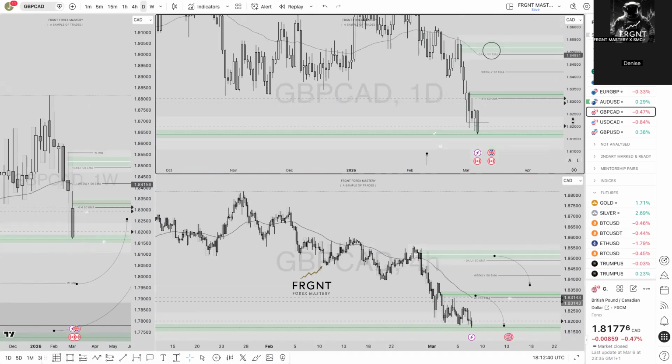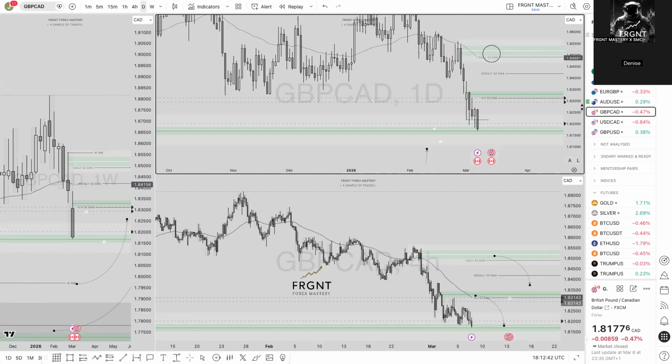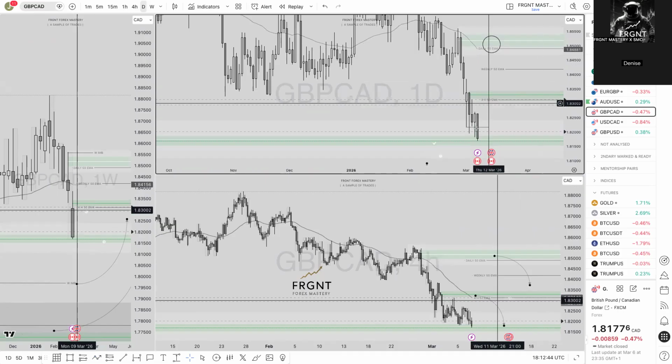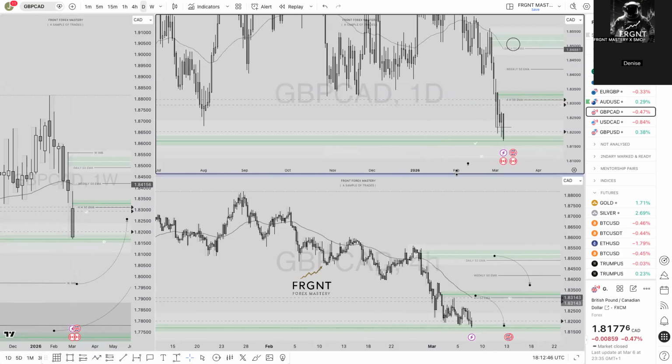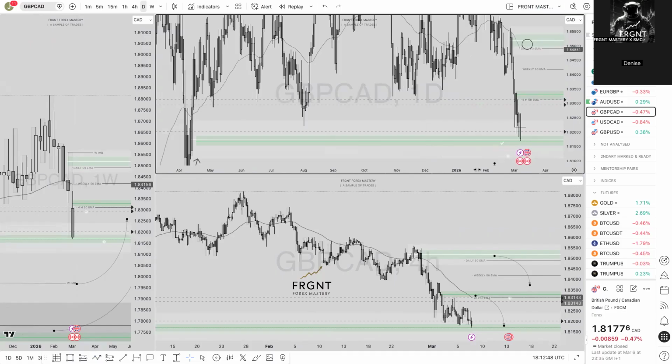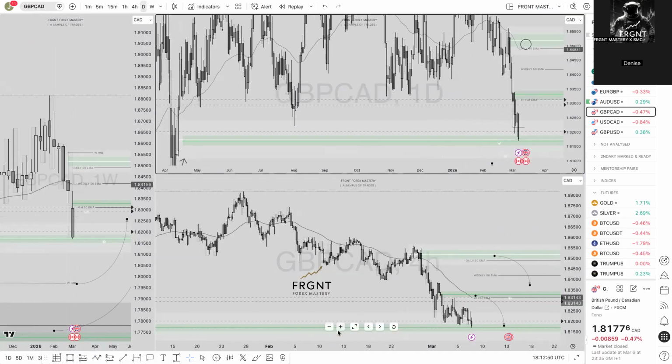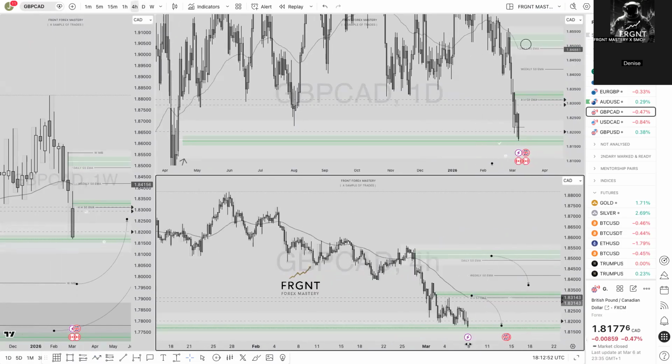I'm not sure if I took a GCAD long, to be fair. Would have made good sense. However, with that said, we always look to refine those order blocks, and refine those order blocks we did. And then we've got a 4 hour order block where price is just sat at the moment.